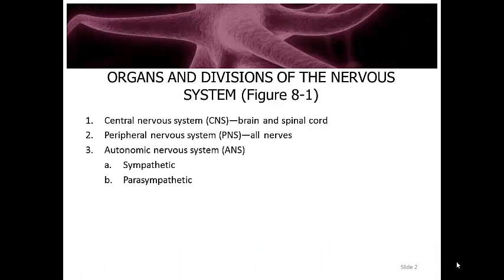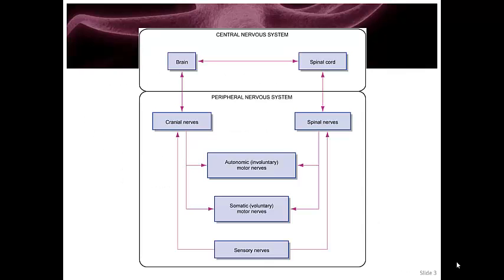There are two main divisions of the nervous system. They are the central nervous system, or CNS, that contains the brain and the spinal cord, and then all the other nerves in the body are part of the peripheral nervous system, or the PNS. We then can also break down another division of the nervous system into what is called the autonomic nervous system, and this includes the sympathetic and parasympathetic.